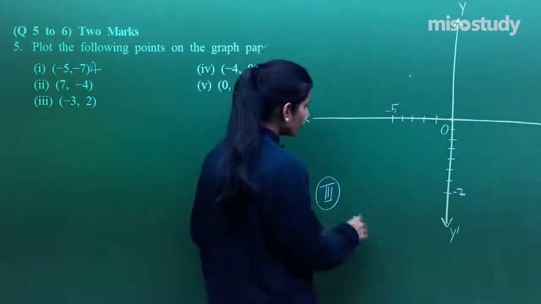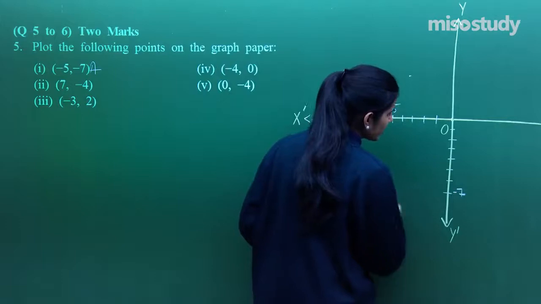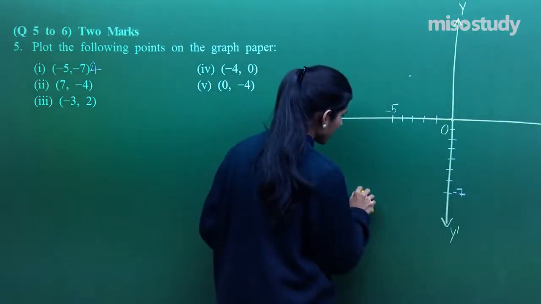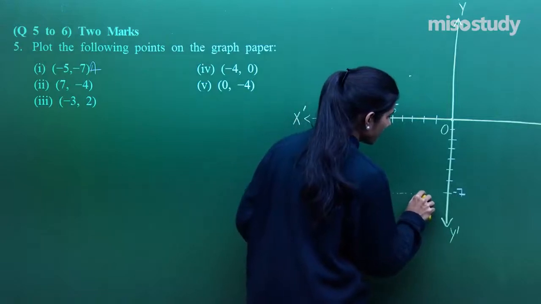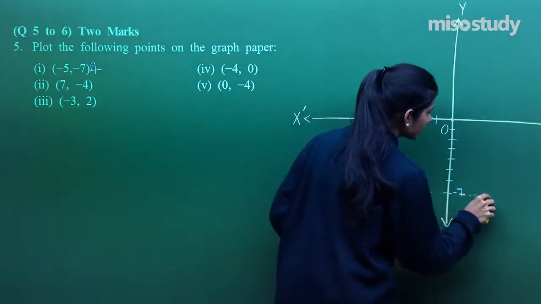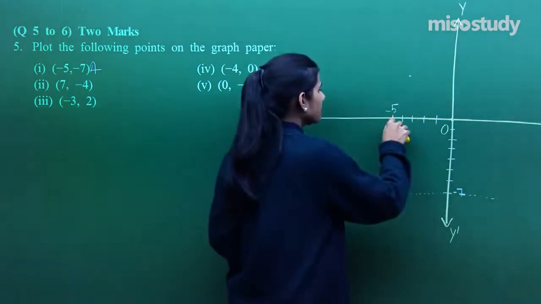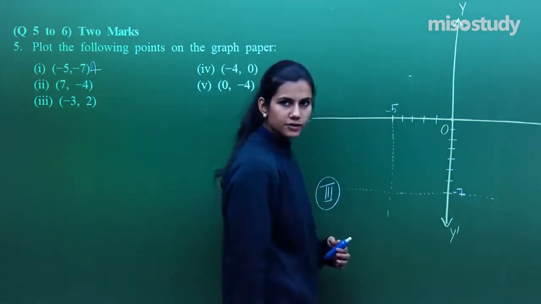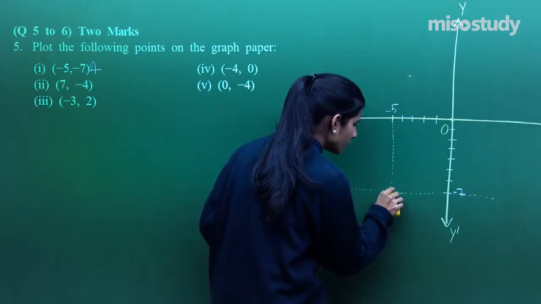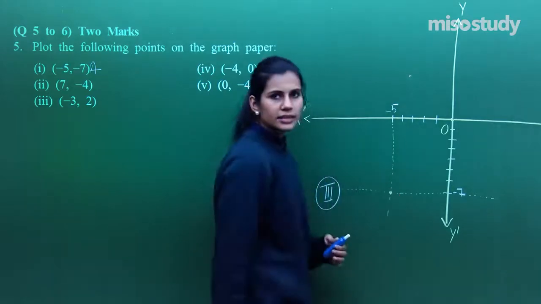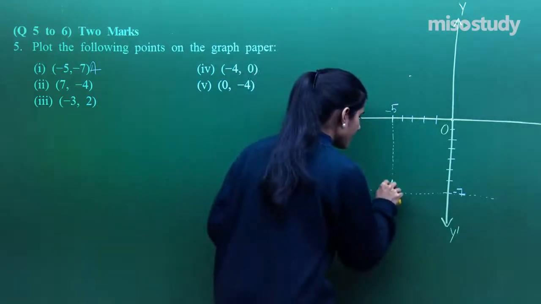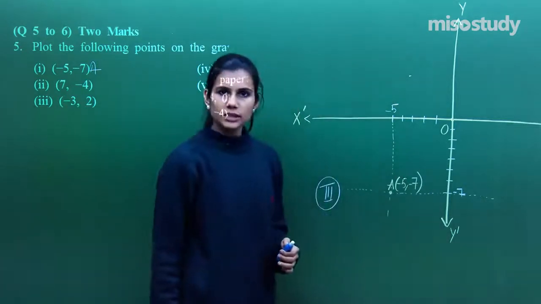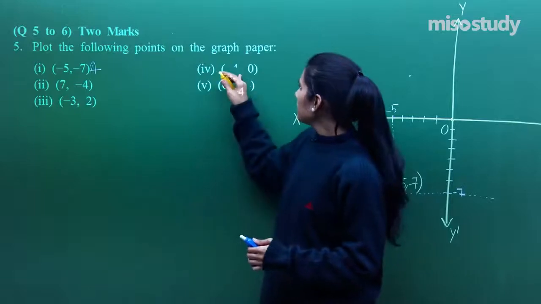Clear? Now draw a line which is parallel to the x-axis passing through -7, and draw a line parallel to the y-axis passing through -5. The point where these two lines intersect is your point A, that is (-5, -7). Clear? Let's move to the next one.